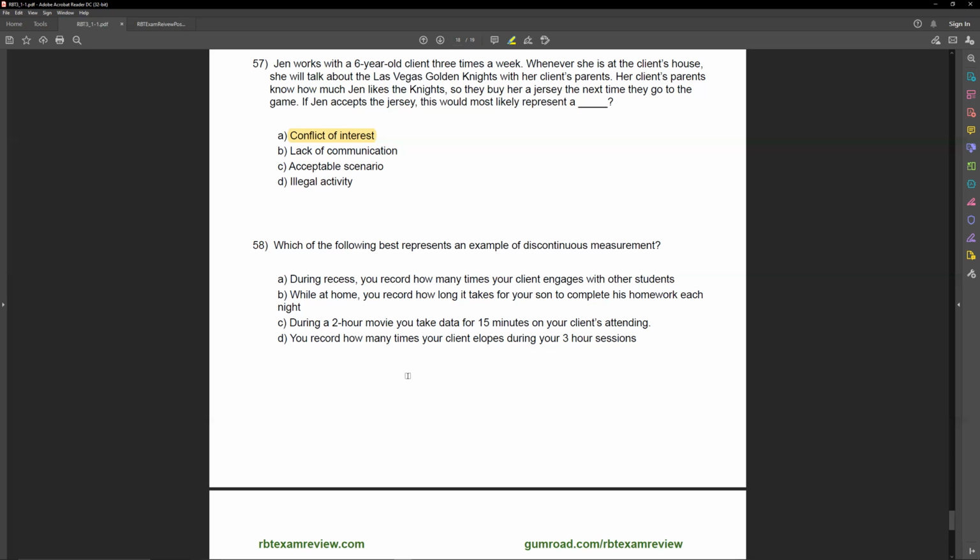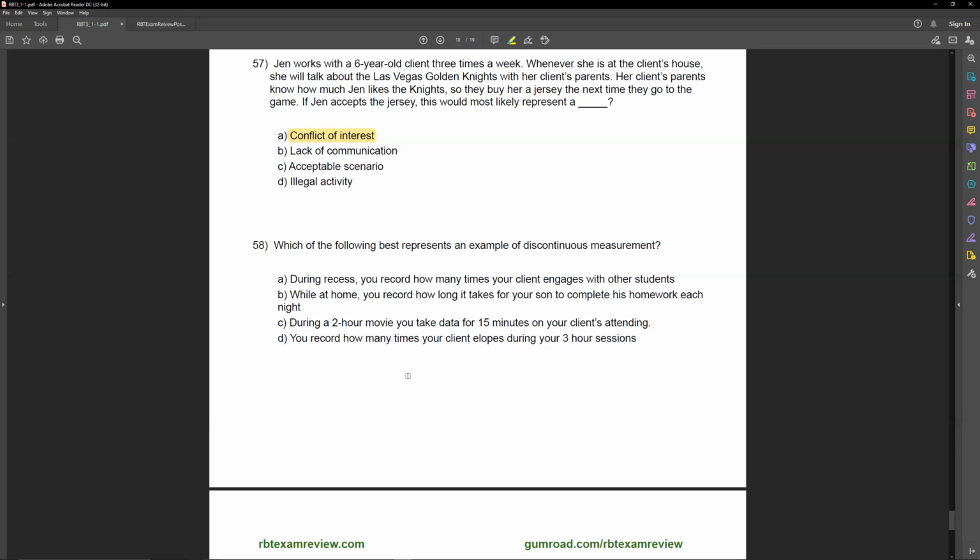So, which of the following represents discontinuous measurement? A, during recess, you record how many times your client engages with other students. Ask yourself, are you getting every instance of behavior? Yes, right? You record how many times your client engages with other students. So you're recording every instance of your client engaging during recess.